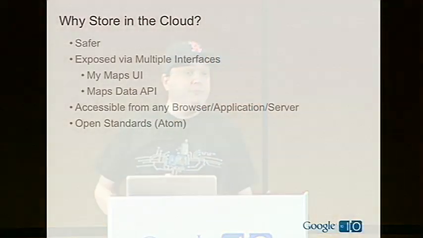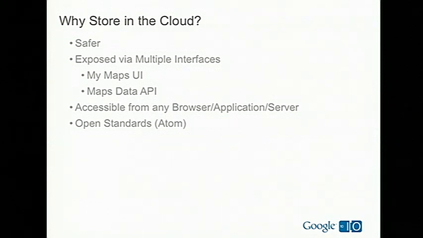What I'll show you today is a Maps Data API that you manipulate. But anything that you put there will actually show up on maps.google.com in your My Maps directory once you're logged in. And finally, it's accessible from any browser, application, or server, meaning that you can provide one application to serve data to people looking at it on a desktop or a mobile device, or to another service. This uses the Google Data Platform, so we use the open standard of Atom.